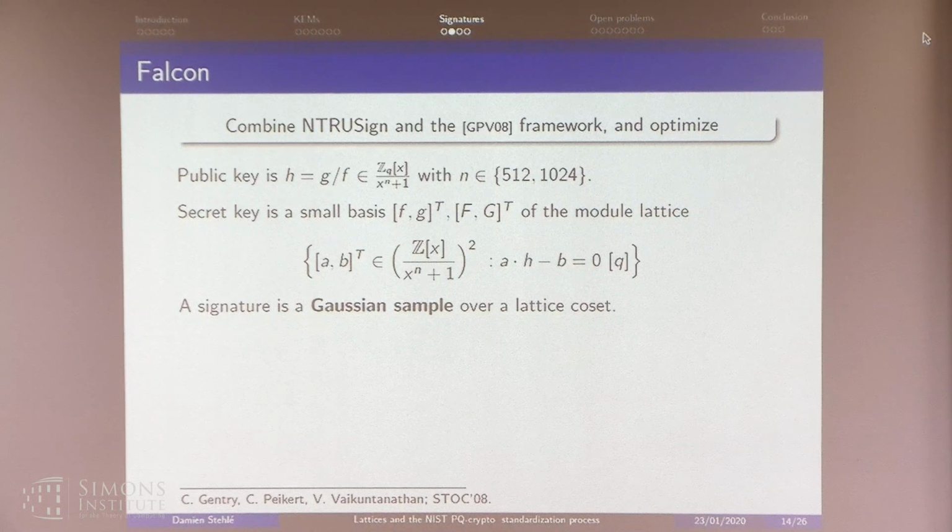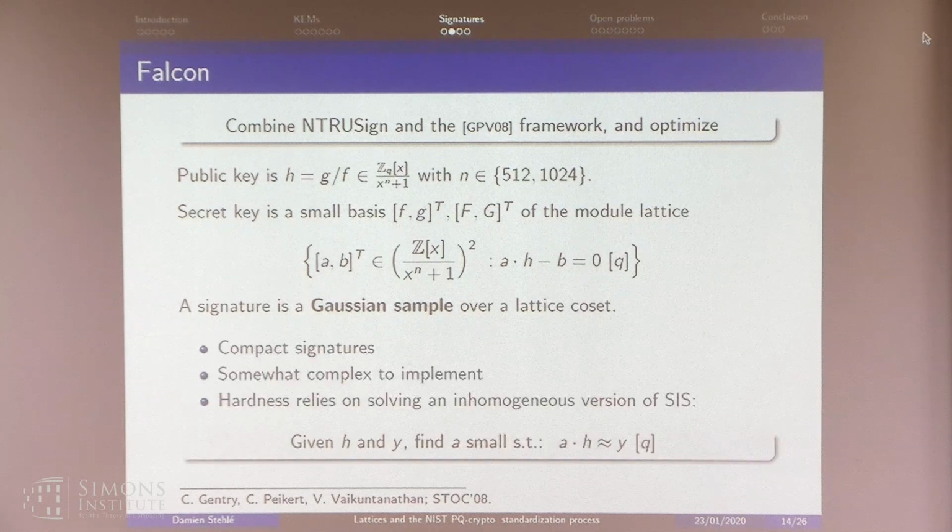The signature would be a Gaussian sample over a lattice coset. On top of this, there are lots of optimizations to actually make it work efficiently in practice. That results in very compact signatures. The downside is that the code, or even the algorithms, are somewhat complex. It requires discrete Gaussian sampling for integer Gaussian distributions. You have floating point arithmetic on the way.